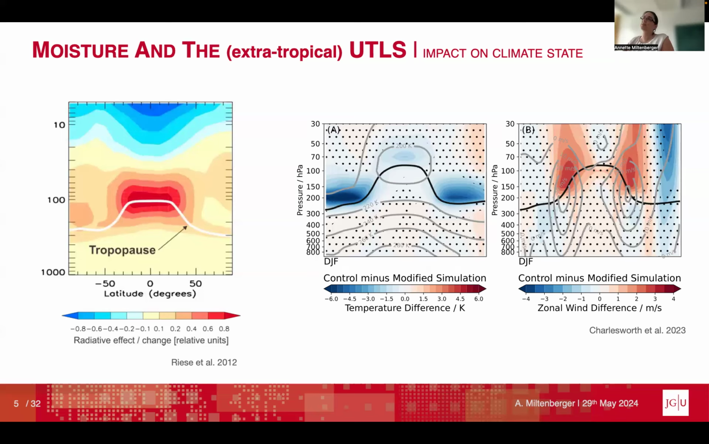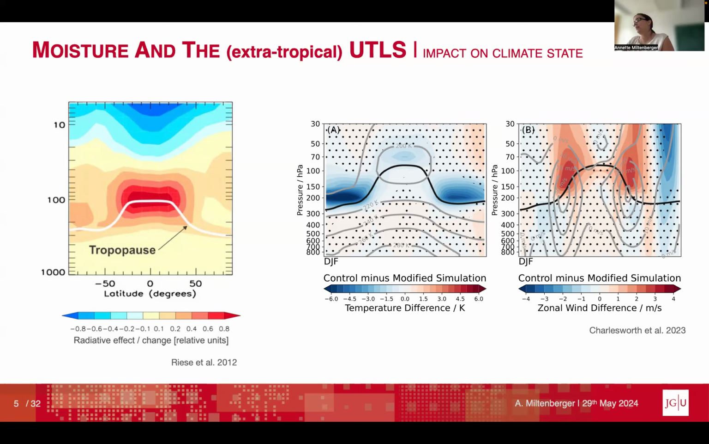On the left-hand side, you see a by now fairly old figure from Martin Riese's paper, where he looked at the radiative effect per change in relative units of water vapor. And you see this peaks right at the tropopause. So right in the sensitive region, we have the strongest signal from any change in water vapor. This is most pronounced in the tropics, but we also see this extending to the extratropics.